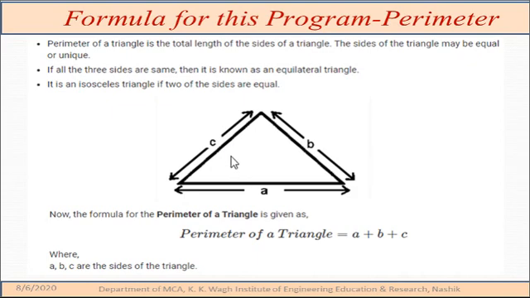If all the sides are equal, then that type of triangle is called an equilateral triangle, and if two sides of the triangle are the same, then it is called an isosceles triangle. The formula for the perimeter of a triangle is the addition of all the sides of the triangle. For example, as given in the figure, if the triangle has three sides A, B, C, then the perimeter is A plus B plus C.